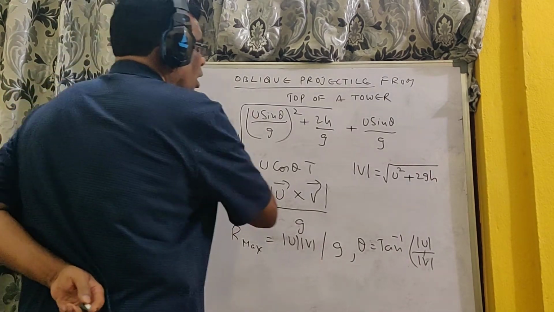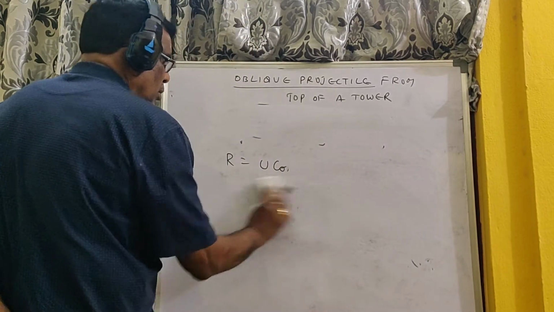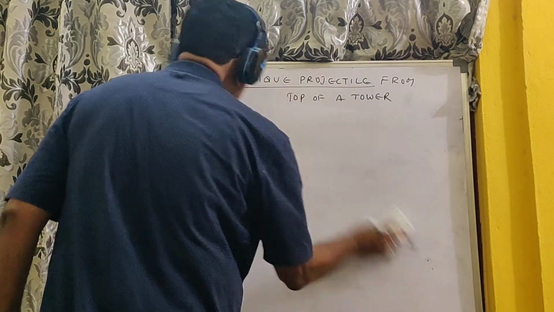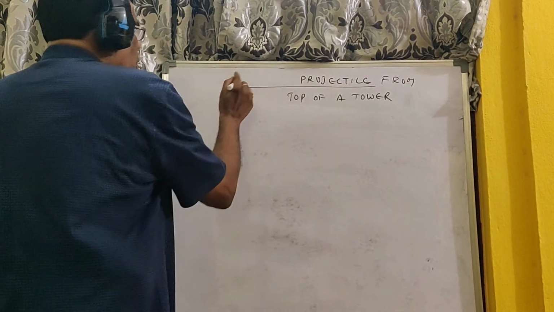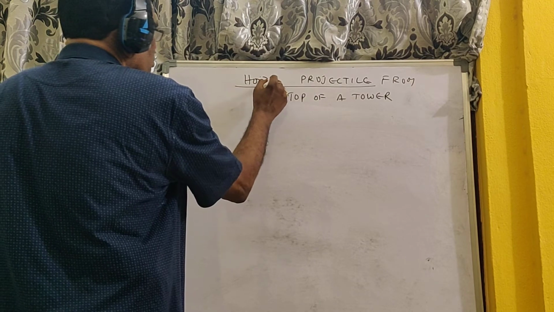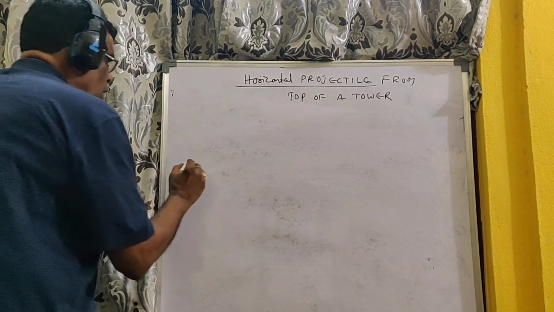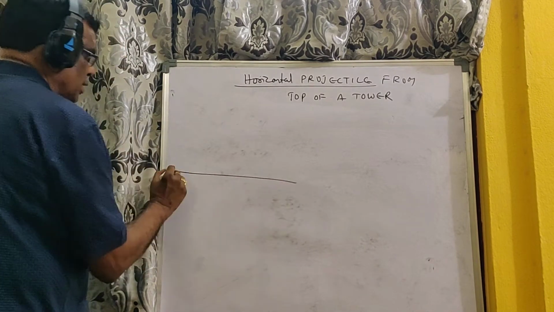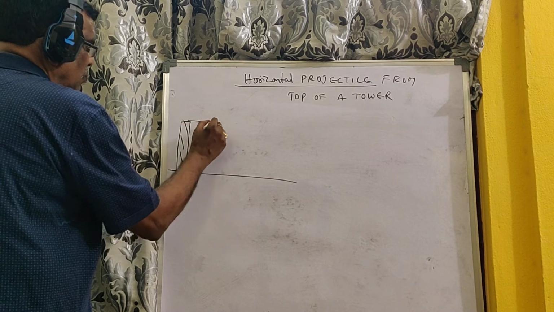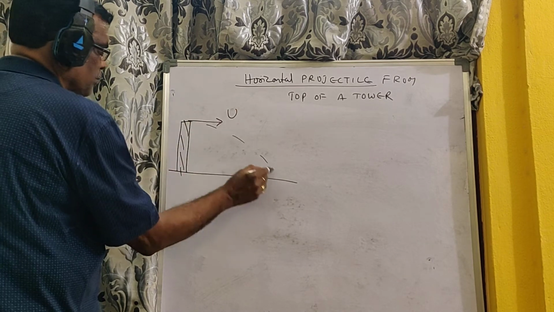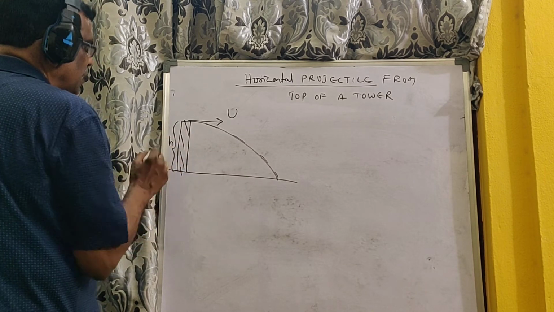Okay? Now, let us now go to horizontal projectile from the top of a tower. For example, what do you mean by that? Look at this. I am projecting it with u. So this is likely to reach. Let this be height h.